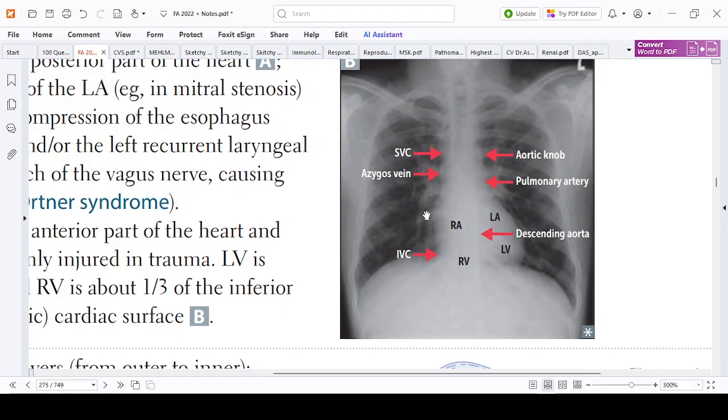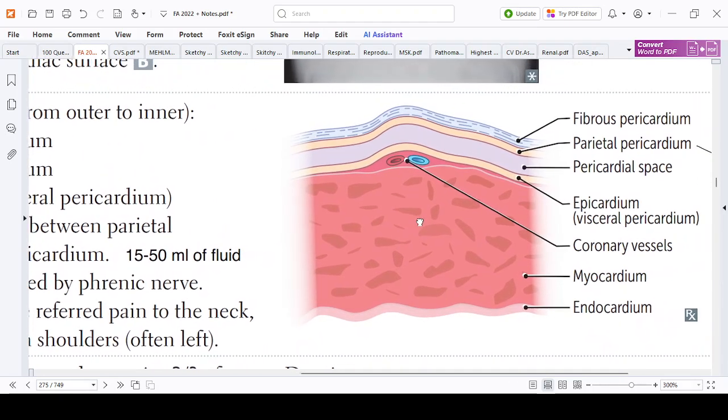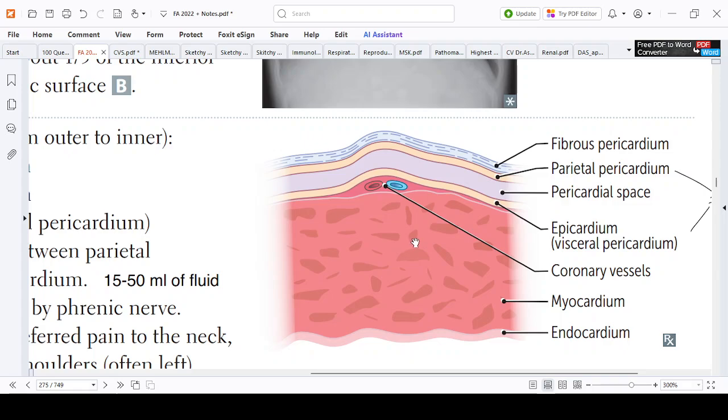Now, if you look at the pericardium, it basically consists of three layers. First is the fibrous, then the parietal, and then the epicardium. In between the parietal and the epicardium is the pericardial space, which contains almost 15 ml of fluid, and the range is 15 to 50 ml. This is the area where, in cardiac tamponade, the blood accumulates.